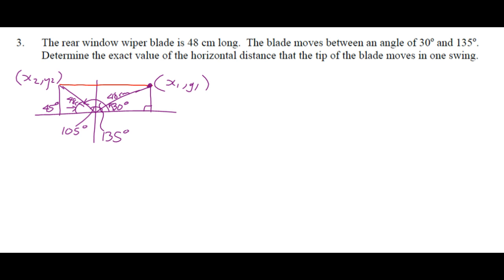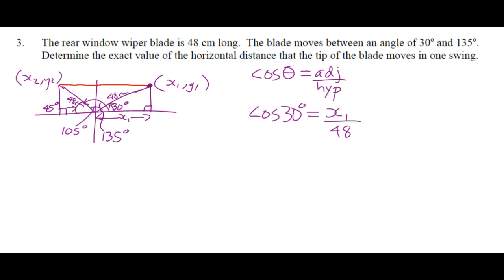Draw a line to make a box. We got a right angle triangle. So this one has a 30 degree and a 48, and we want to know x1. So in terms of 30, 48, and x1, what are we using? Which ratio? Cos. So we're going to say cos theta is adjacent over hypotenuse. We're going to say the cos of 30 degrees is adjacent, which is x1 over 48. We need to figure out x1.